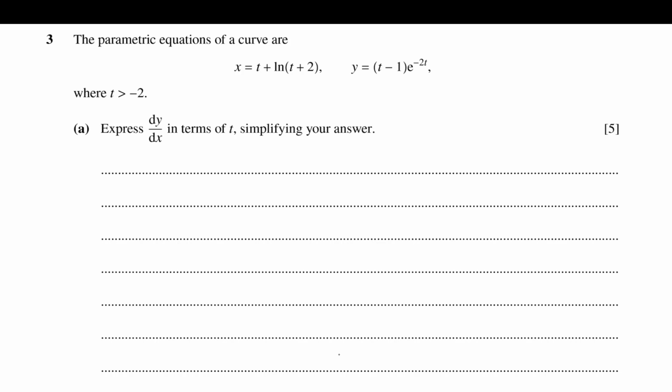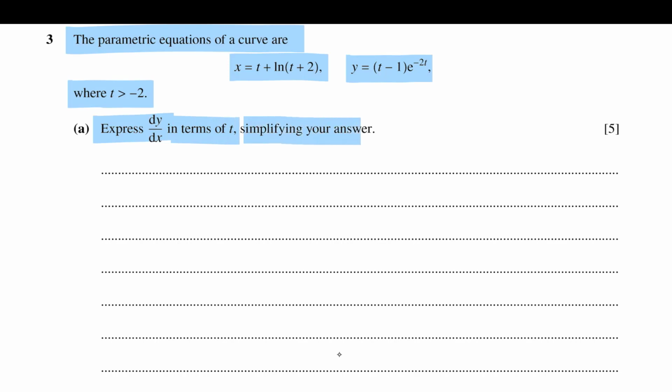And here's the third question. The parametric equations of a curve are x equals t plus ln(t plus 2), y equals (t minus 1) times e to the power minus 2t, where t is greater than minus 2. We need to express dy over dx in terms of t, simplifying your answer.